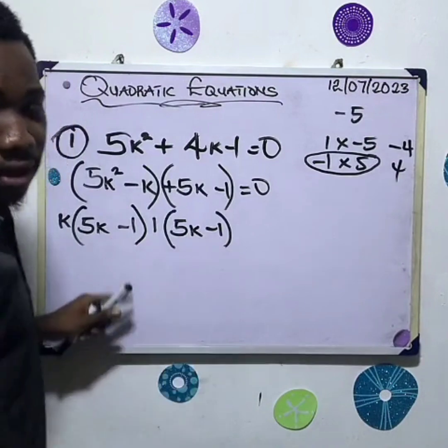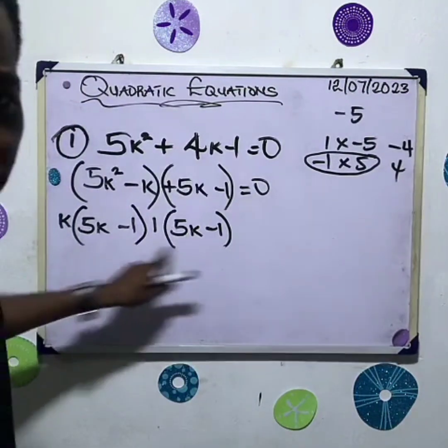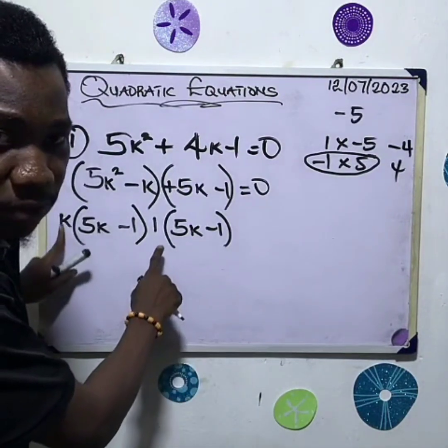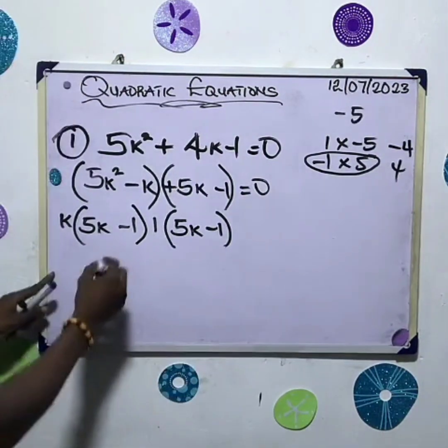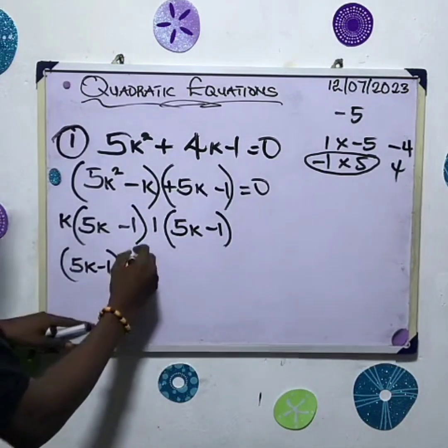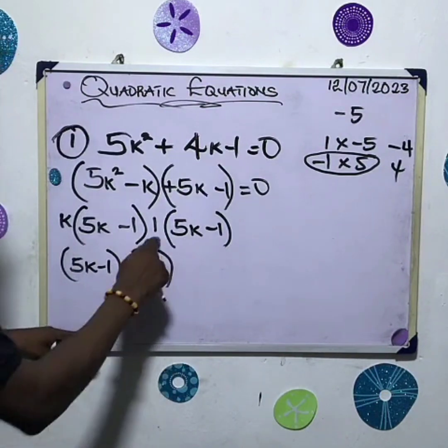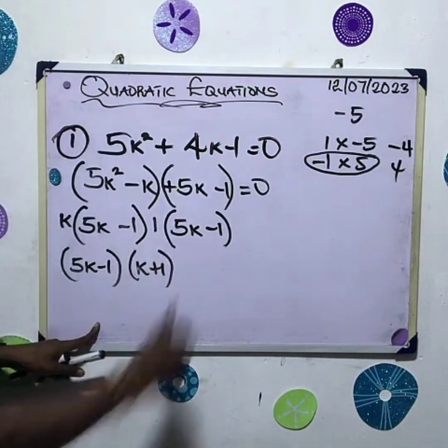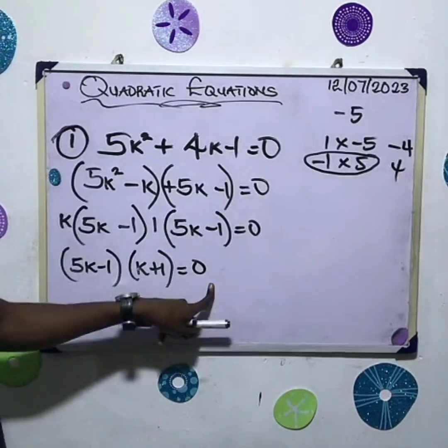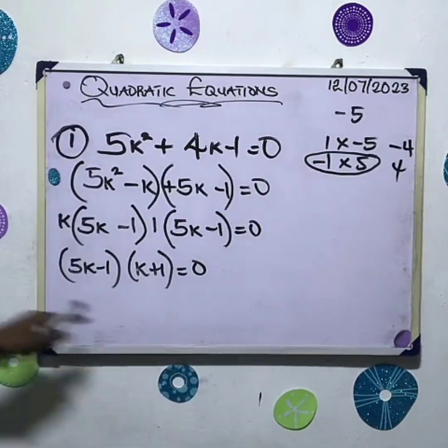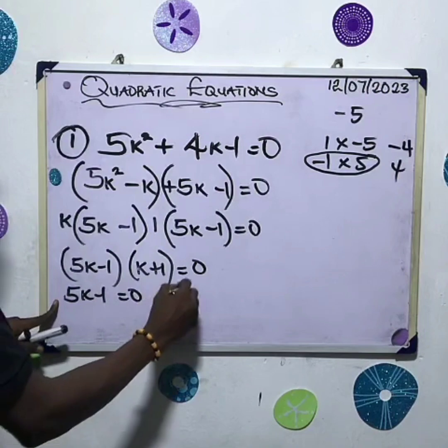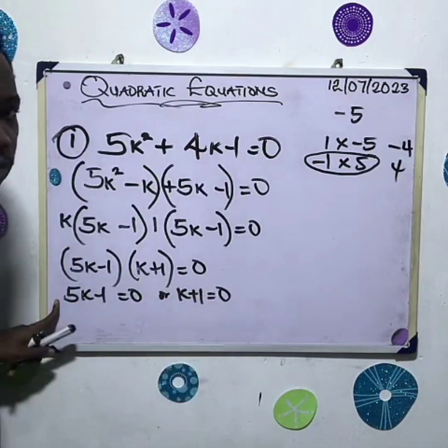Alright, so now we have these two groups, each with a binomial expression. We're going to pick one of them. Either we pick this or pick that, the same thing. Then these other two outside the bracket, put them together in a bracket. So we're going to have 5k minus 1. And then bring these two together. You have k plus 1. Of course, you know this is positive 1, so that's plus 1. All equals 0. So your answer now is either this equals 0 or this equals 0. So 5k minus 1 equals 0 or k plus 1 equals 0.